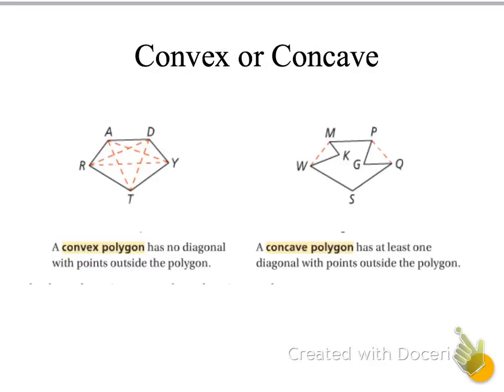Okay, convex or concave. A convex polygon has no diagonals with points outside the polygon. A concave polygon has at least one diagonal with points outside the polygon. An easy way to remember this: concave, you think of something caving in. If you look, this is caving inward. This is also caving inward. So concave, think of caving inward. Convex, nothing caves in.